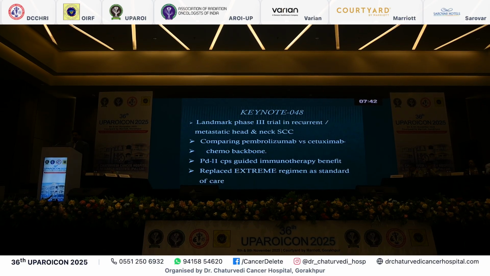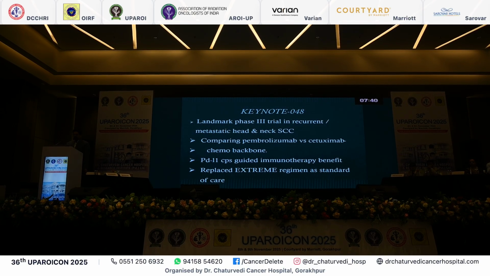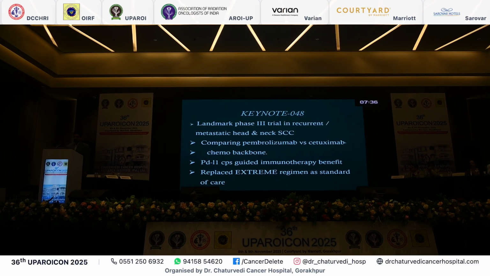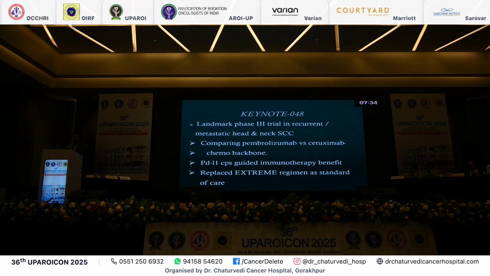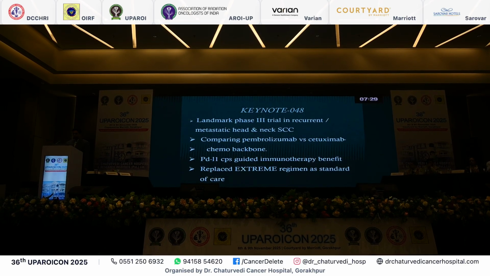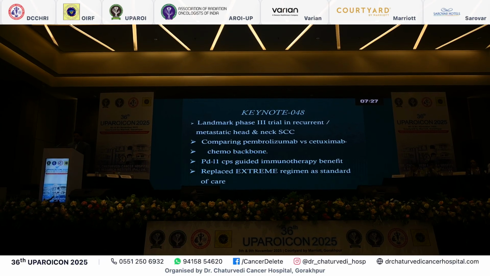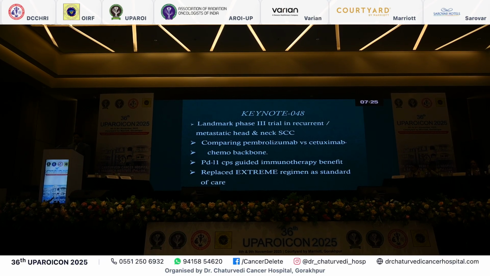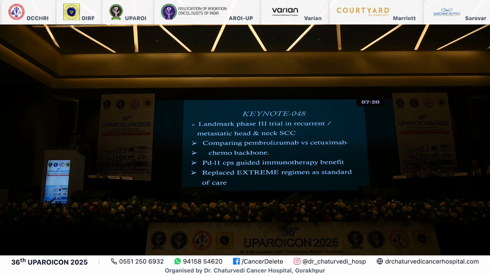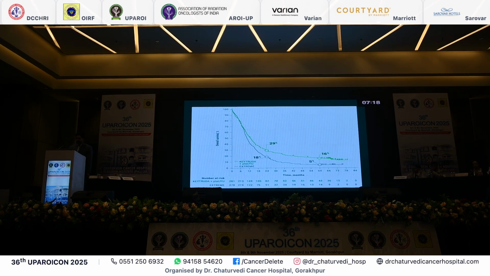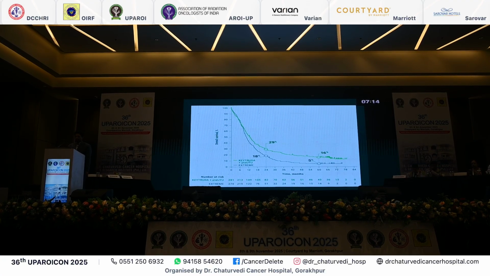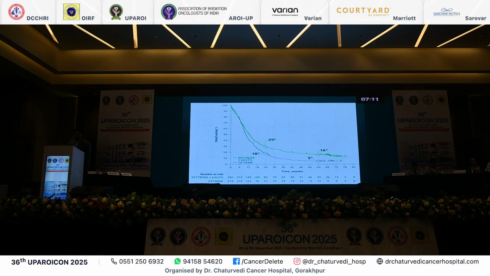Now KEYNOTE-048 trial, that is a phase 3 trial in recurrent metastatic head and neck cancer patients comparing pembrolizumab versus cetuximab, and PD-L1 CPS guided immunotherapy has shown the benefit, and it has replaced the EXTREME regimen as standard of care. Here we can see improvement in the overall survival with the incorporation of immunotherapy.